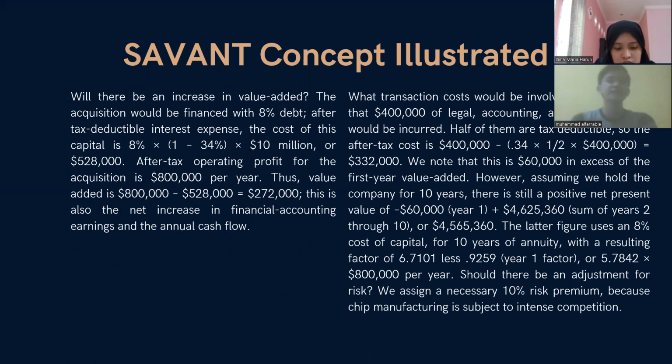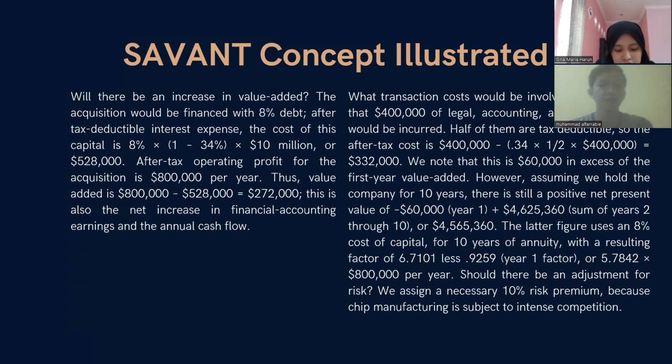Well, the next question is, will there be an increase in value added? The acquisition would be financed with 8% debt. After the tax deductible interest expense, the cost of this capital is 8% multiplied by 1 minus 34% multiplied by $10 million, and the result is $528,000. After-tax operating profit for the acquisition is $800,000 per year.